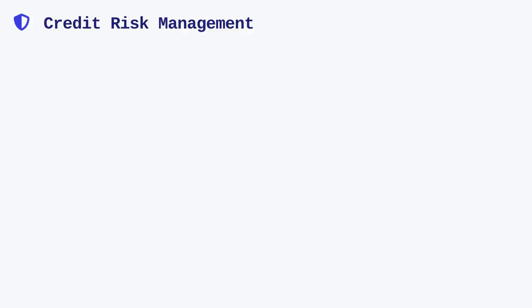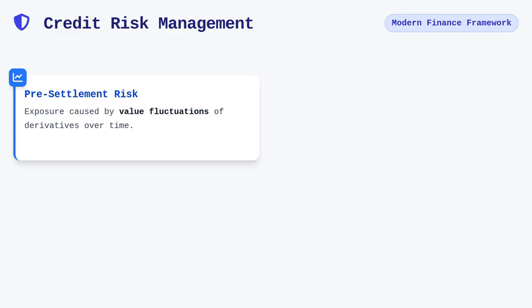In the landscape of modern finance, credit risk management is primarily focused on the potential that a counterparty might default on their obligations before or during the settlement process. Pre-settlement risk refers to the exposure generated by the fluctuation in value of a derivative contract or financial instrument over its life, necessitating a forward-looking estimation of potential future loss.